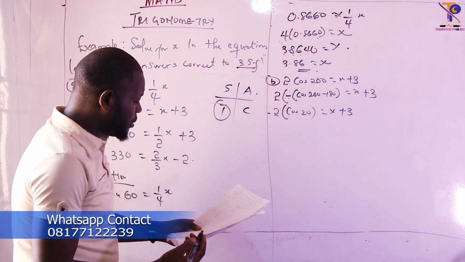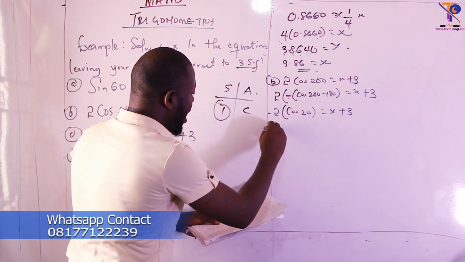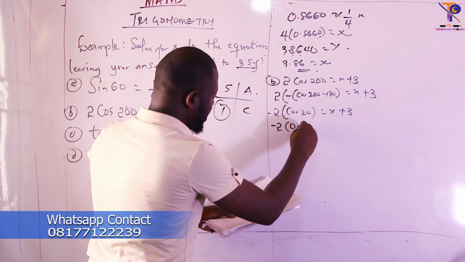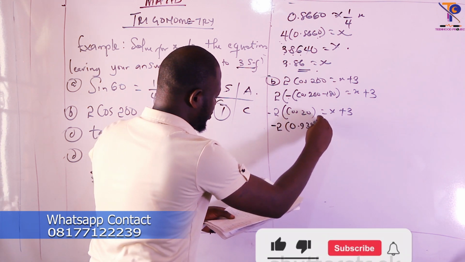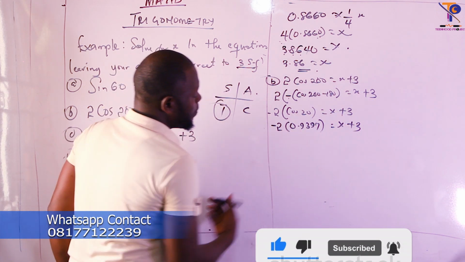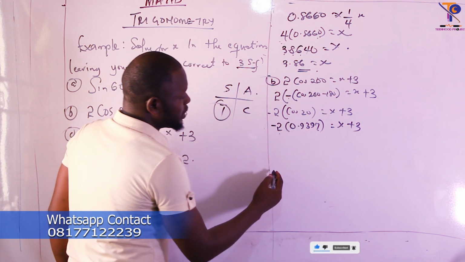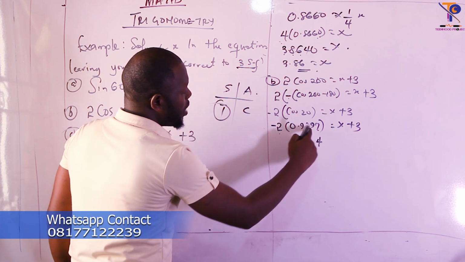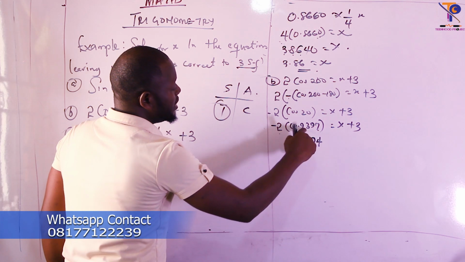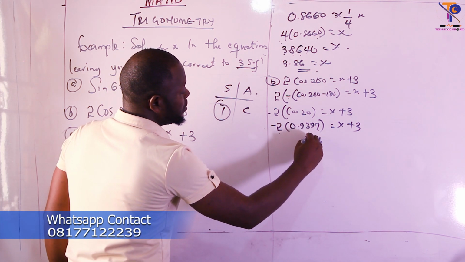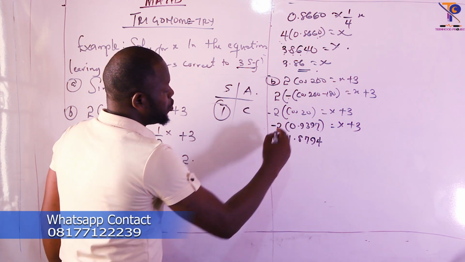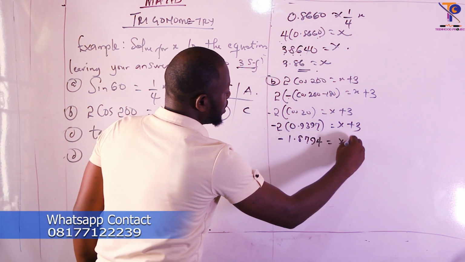But from the four-figure table that I used, I'll have minus 2 into cos 20 gives me 0.9397 is equal to x plus 3 here. So I will multiply this one by 2, then I have this one times this. You have 14, keep 1. This one is 18 plus 1, that is 19. This one is 6 plus 1, 7. Then this one is 18. Then we have 1 point this. So negative is equal to x plus 3.